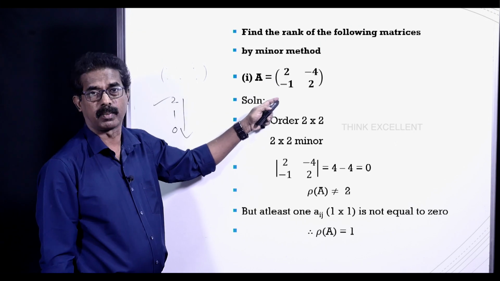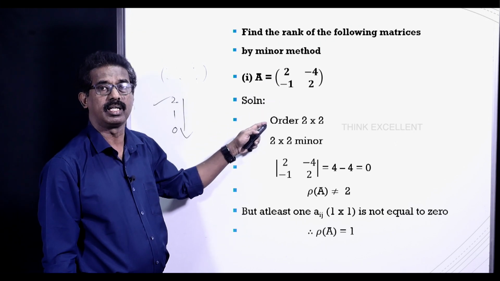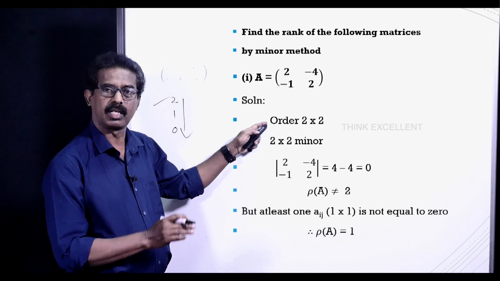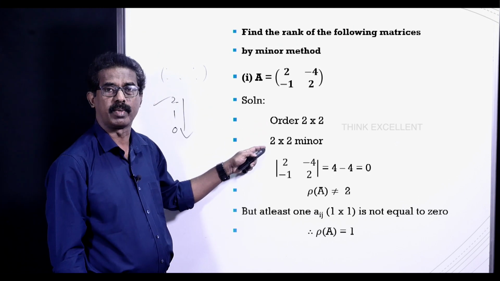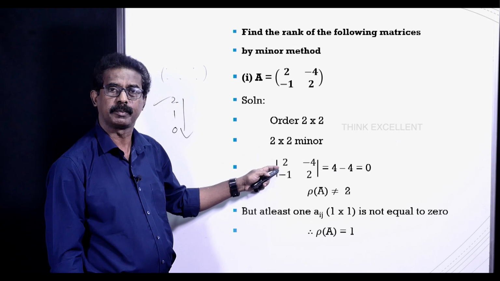First steps, you write properly. First you find the order. What's the order here? 2 by 2. Among that 2, the smaller number is 2 only. So the rank is either 2 or less than 2. So take a 2 by 2 minor. There is only one 2 by 2 minor here. Expand it, you are getting 0.